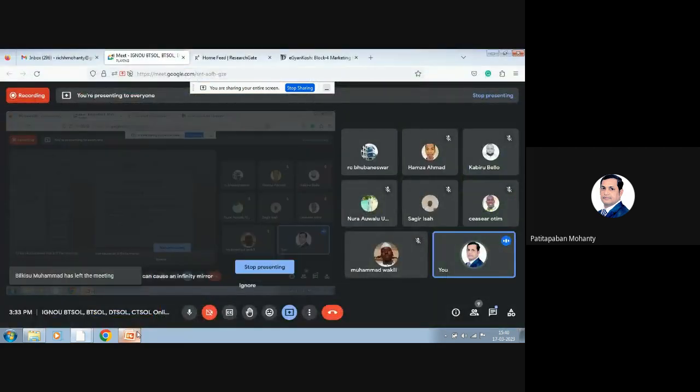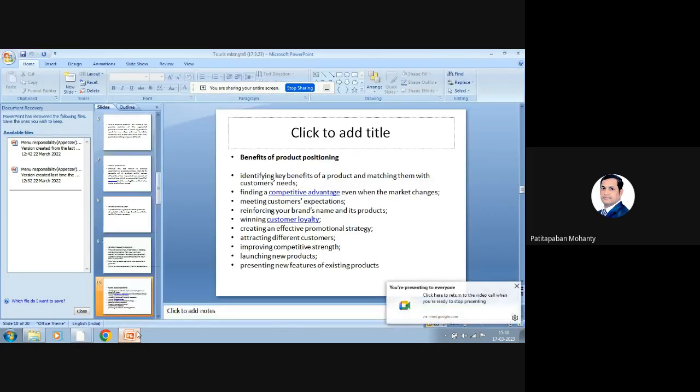The next is, it strengthens your brand name, the brand imaging. The product always creates a ripple in the consumer's mind, so that the brand name can be strengthened, or it can reinforce the brand name.